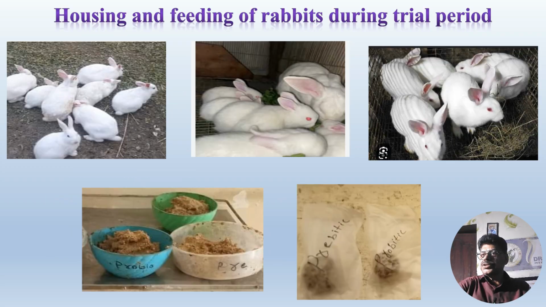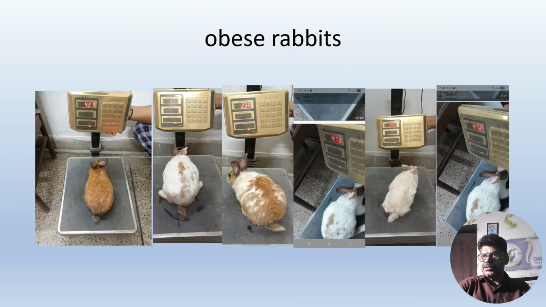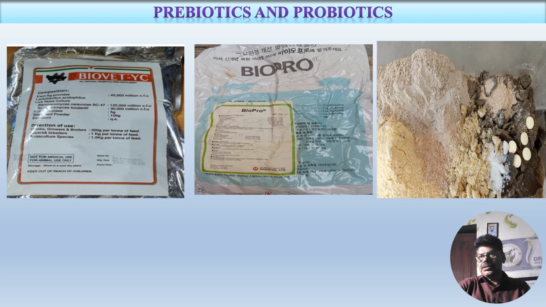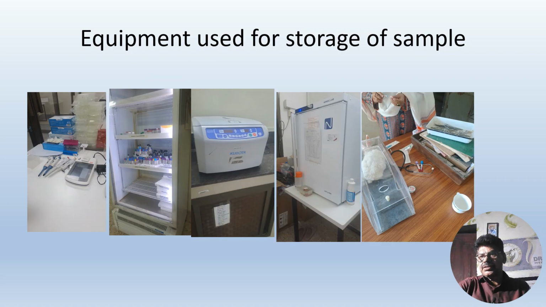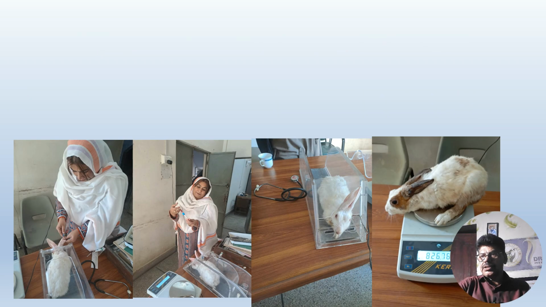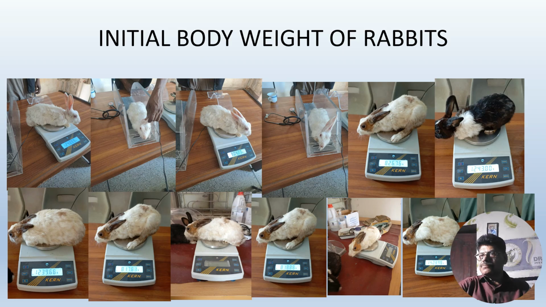For housing and feeding of the rabbits during the trial, they were given the prebiotic and probiotic supplements with a basal diet. These were the obese animals, and they were big. And this was the prebiotic and probiotic supplemented in a basal diet. These were the equipment used for the experimental purpose.